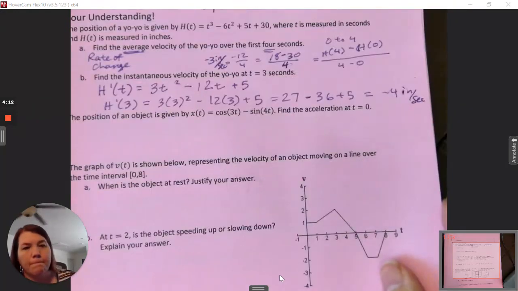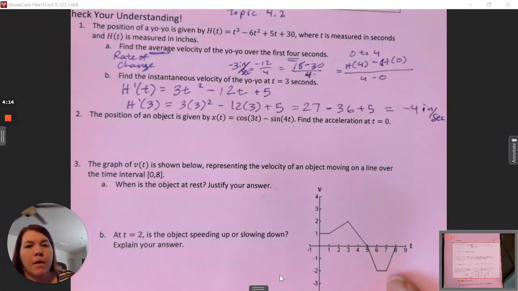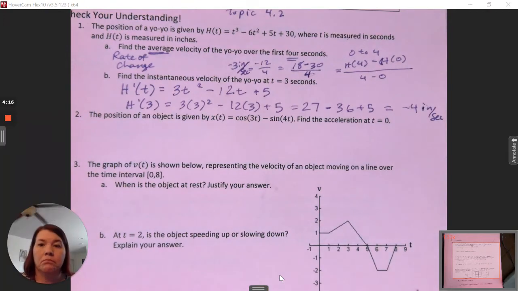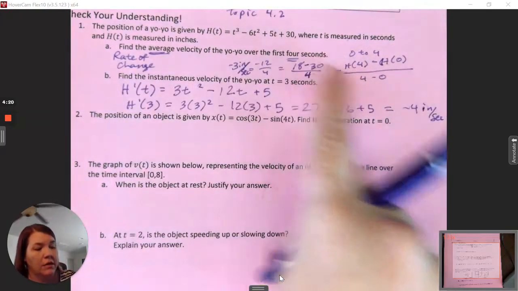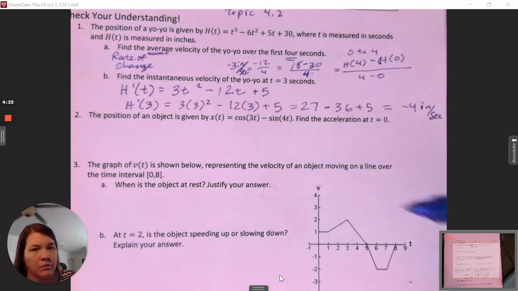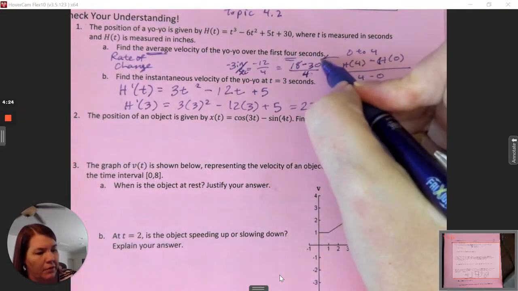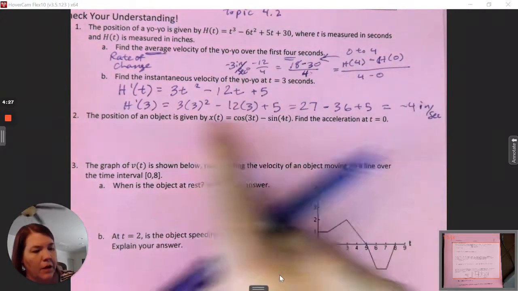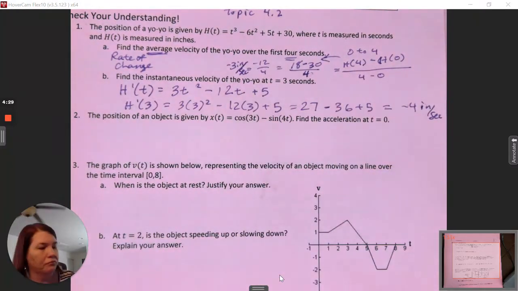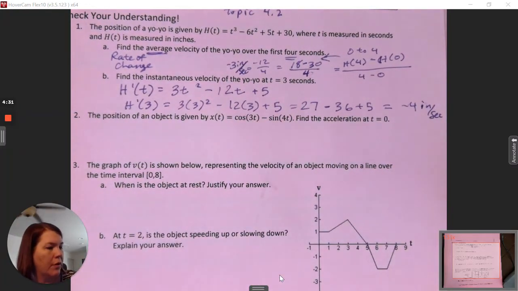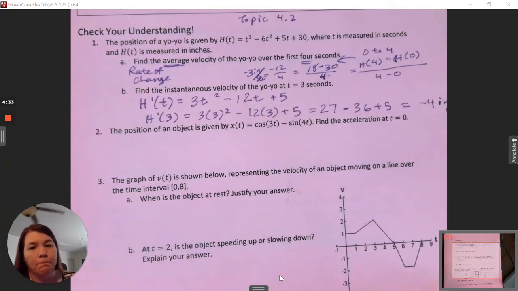Okay. And that's that. So average velocity is, and then this went backwards, so I should have planned better. But average velocity, instantaneous velocity, units on both are the same.